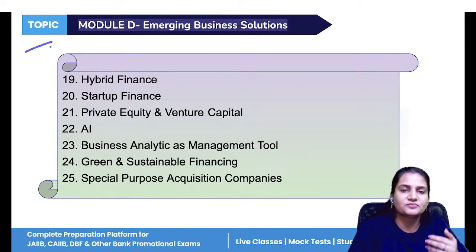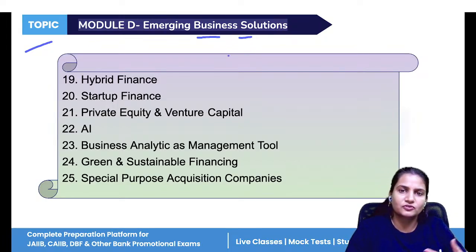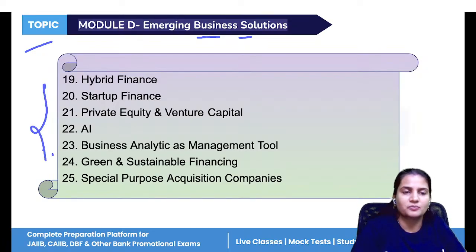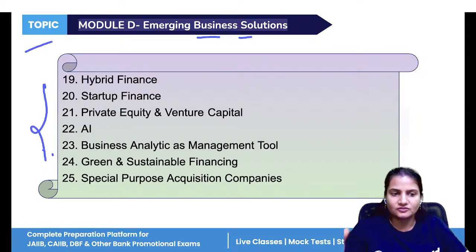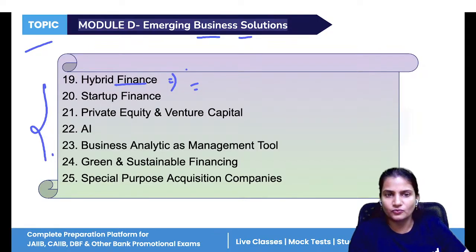Now, next is Module D, that is emerging business solutions. It talks about the modernity of the business. Right now we have new types of finance, we have startup companies, we have green and sustainable financing. This includes all about that. Again, 7 chapters are there, and in these 7 chapters we will learn new things related to Module D, related to different types of finance. Hybrid means the combination of two elements. Startup finance, all about AI.